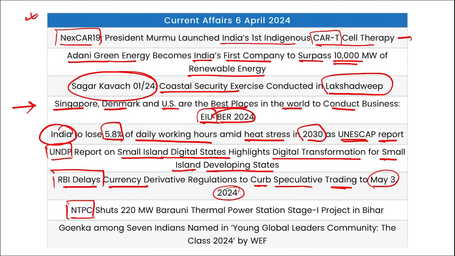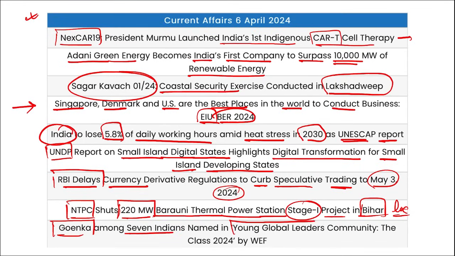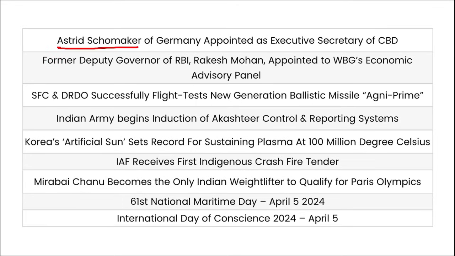Then NTPC has shut down 220 megawatt of the Barauni thermal power station stage 1 project, where it is located. Bihar location is important, take a note. Then Goenka among the 7 Indians named in the Young Global Leaders Community class of 2024 released by the World Economic Forum, right? And here a total of 11 members were there. Out of that, 7 were Indians. Next, Astrid Schomaker of Germany appointed as the Executive Secretary of CBD. Former Deputy Governor of RBI Rakesh Mohan appointed to the World Bank Group's Economic Advisory Panel.